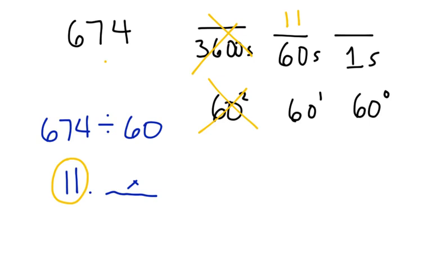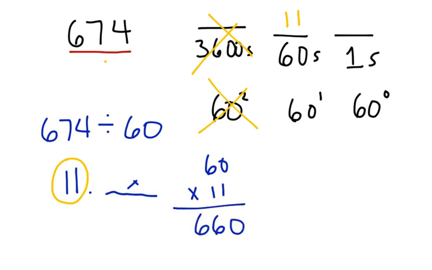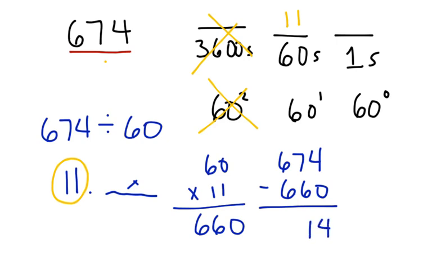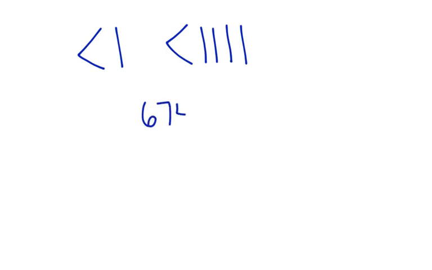So I need 11 60s. I'm trying to get to 674. And to do that, so far, I've got 60 times 11, which is 660. So I'm trying to get to the number 674. I've got 660 accounted for, which leaves me 14 more. Well, that's how many ones I'm going to need. So I'm going to need 11 60s and 14 ones. So now we'll write that as a Babylonian numeral. I need 11 60s and 14 ones. And that is the number 674.